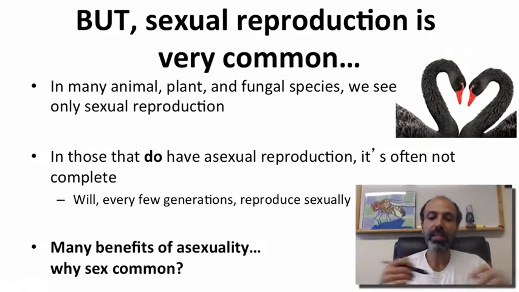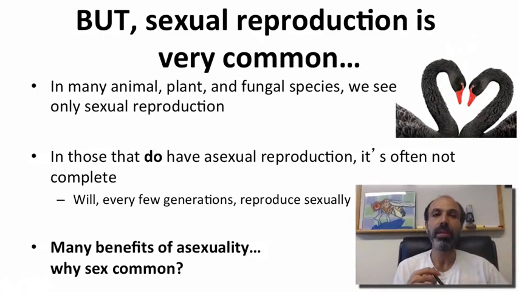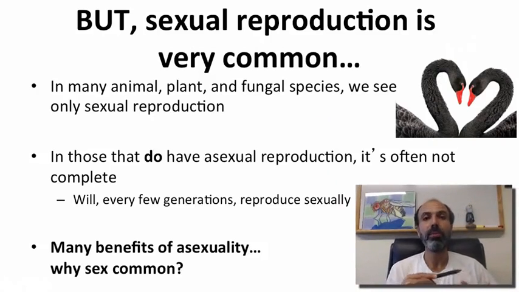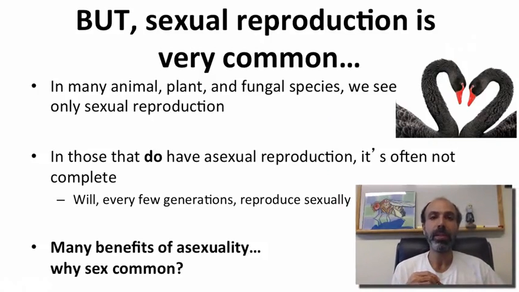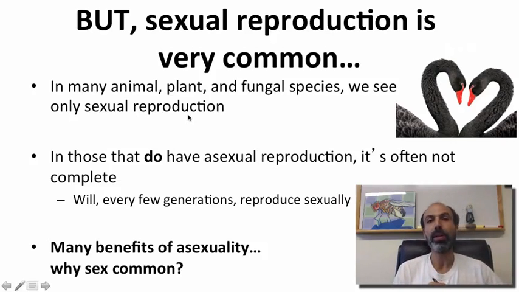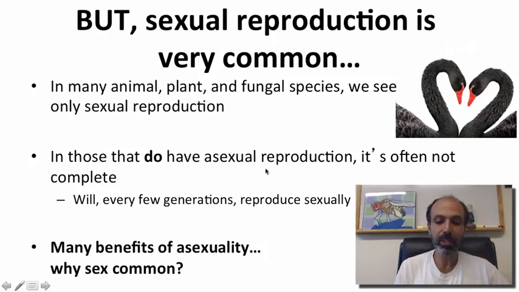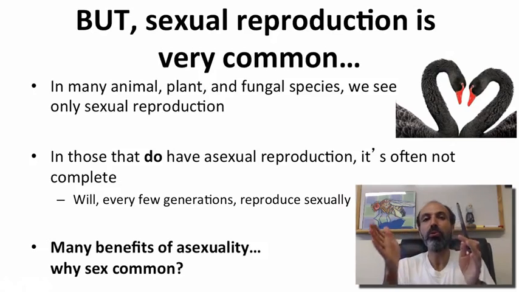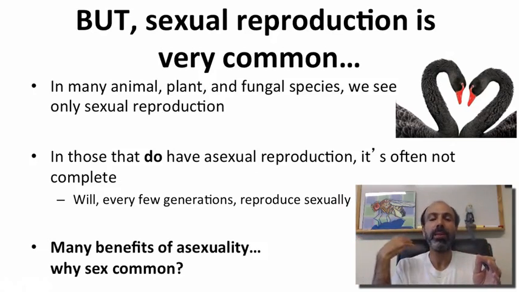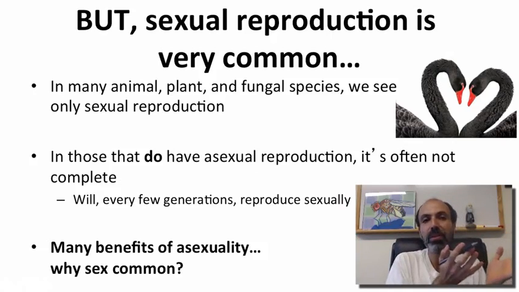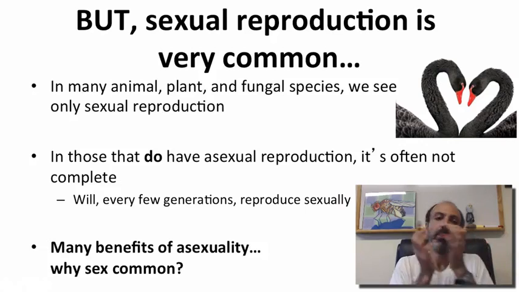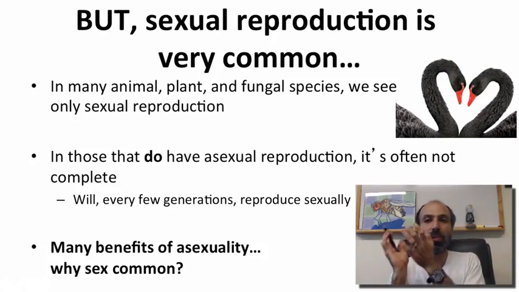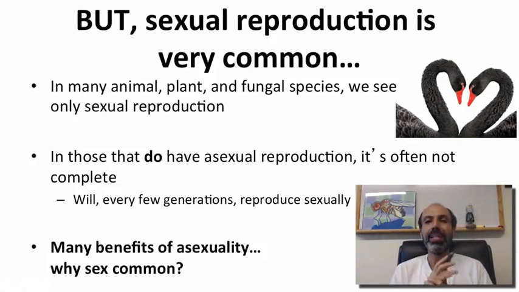Nonetheless, we find that sexual reproduction is very, very common. And this is particularly true in the animal, plant, and fungal kingdoms. We tend to see for many of these species, they only have sexual reproduction. And those few that do have asexual reproduction, it's often not complete. Basically, they will go through a few generations of asexual reproduction, and then they will have a sexual phase. So we see all these benefits of asexuality on the one hand, but on the other hand, sexual reproduction is very, very common. Why is this?